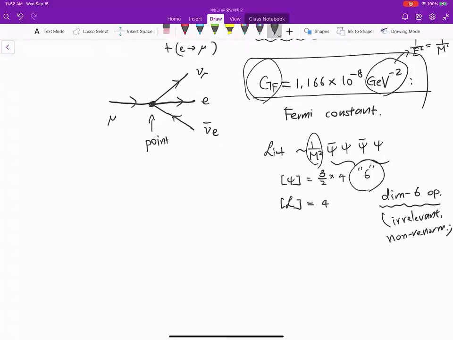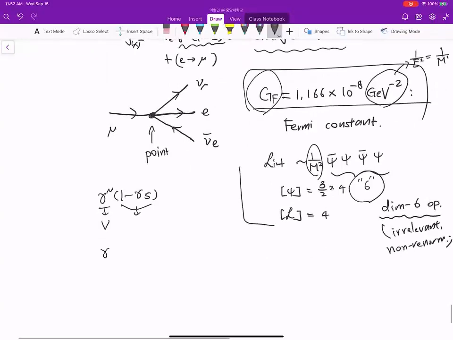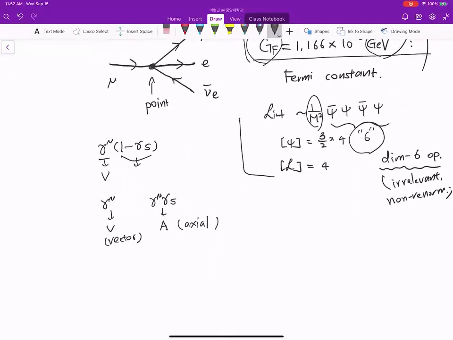And also another thing is the structure. The gamma mu structure, this gamma mu, is a vector. We call it the vector interaction. And the second part is the chirality operator. So when you have gamma mu, it's a vector, and then gamma mu times gamma 5, this is axial. So this is axial, and this is vector. So it is a combination of vector and axial, but with the minus sign. That's why this is the V minus A structure.